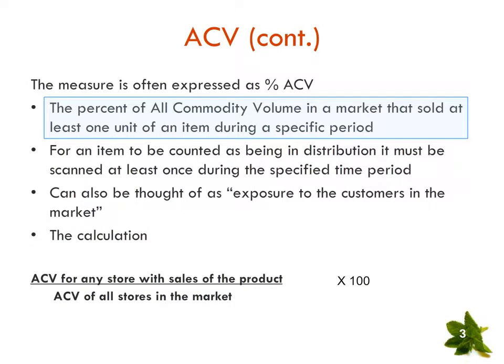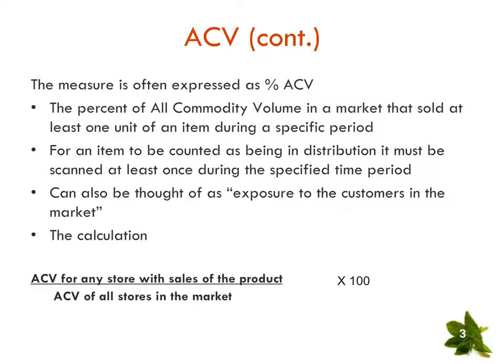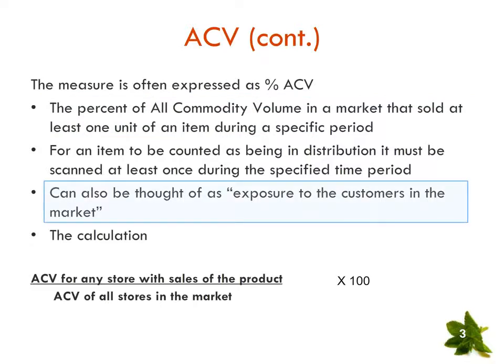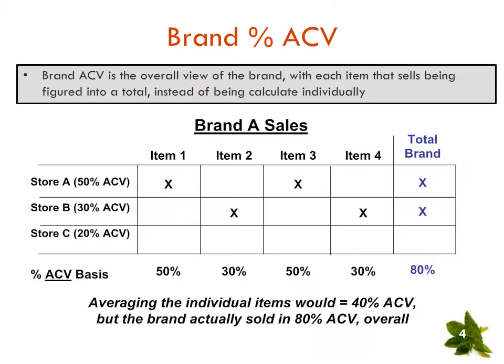Percent ACV is the percent of all commodity volume in a market that sold at least one unit of an item during a specified period. Percent ACV can also be thought of as exposure to the customers in the market. Let's look at an example of brand percent ACV.